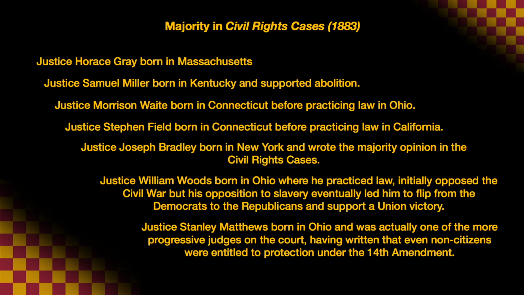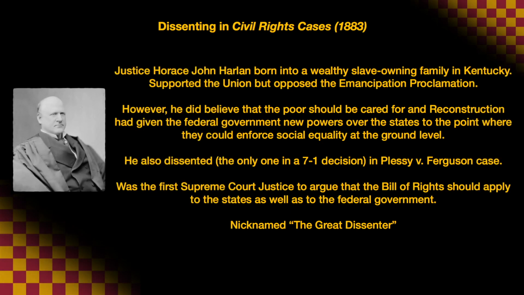All 8 of these had ruled against the civil rights cases, in that racial discrimination in non-federal settings was constitutional. And in fact, the only dissenter here was Justice Horace John Harlan, who had actually been born into a wealthy slave-owning family in Kentucky. And although he had supported the Union, he had opposed the Emancipation Proclamation.